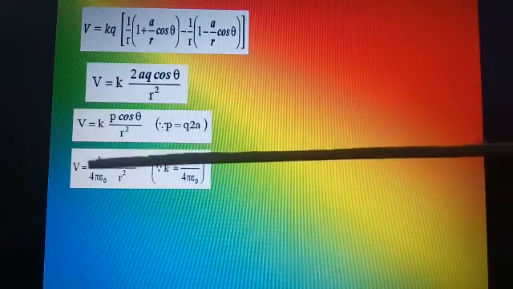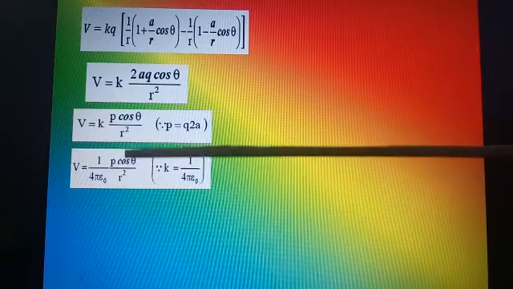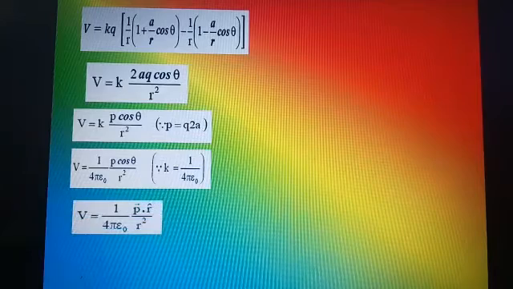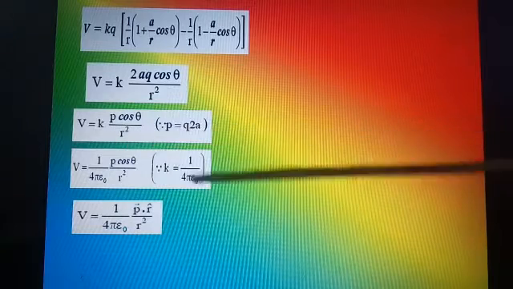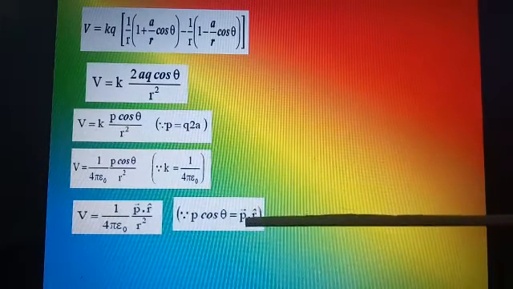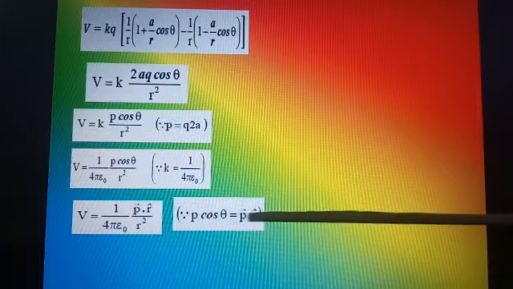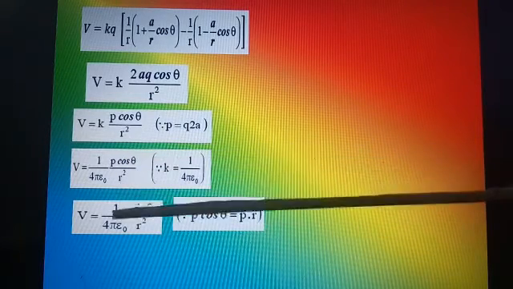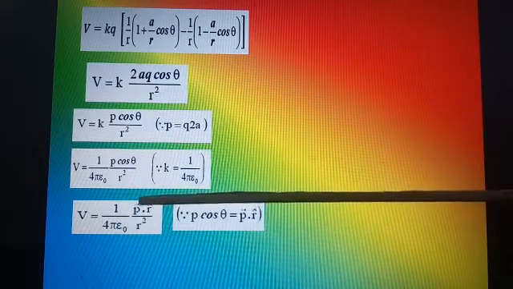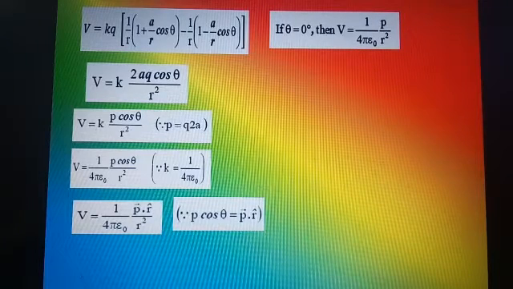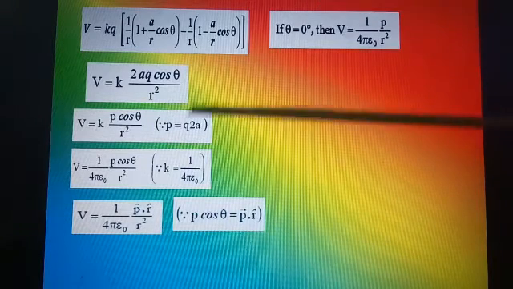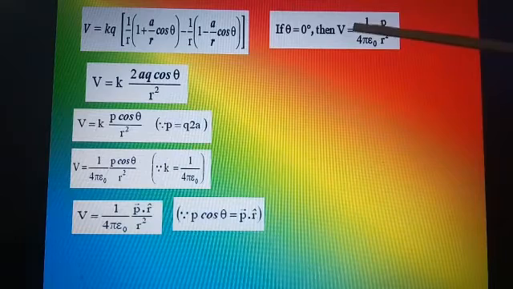You can substitute here, V is equal to 1 by 4 pi epsilon naught p cos theta by r square. And we can substitute p cos theta is equal to p vector dot r cap. Instead of p cos theta we can substitute this value, so V is equal to 1 by 4 pi epsilon naught p vector dot r cap by r square. And the next is special cases. If the theta value is 0, we can substitute this theta value in this equation and get V is equal to 1 by 4 pi epsilon naught p by r square.